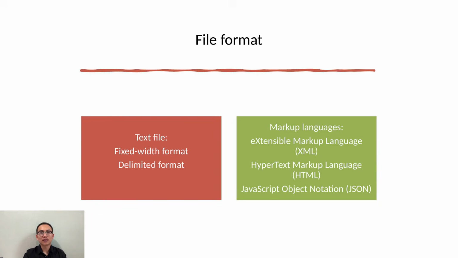Delimited files like CSVs use commas or other characters to separate values. These are more flexible and common, especially for sharing between different tools. We also use markup languages like XML, HTML, and JSON to structure data. These are especially useful for web data and system-to-system communication.